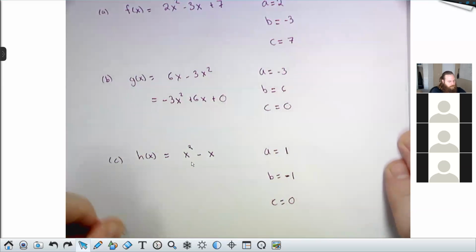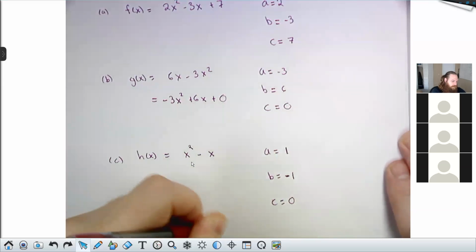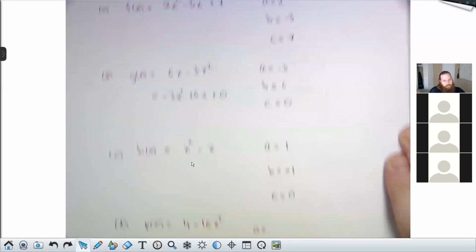Let's do one more thing like this. I'll call this guy p of x. Let's make him 4 minus 16x squared. What are the numbers a, b, and c here?